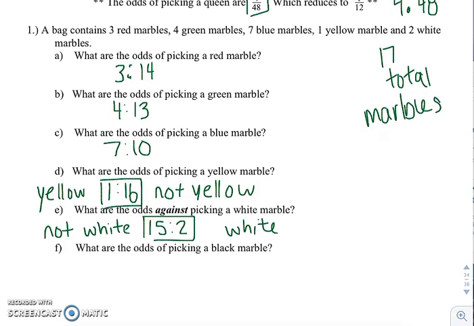So then F, what are the odds of picking a black? If there are no black marbles, then the odds are 0 to 17. And that is okay. It is allowed to be 0. So odds is what you want to what you don't want. So together, the 2 values add up to the total. In probability, it's always out of the total. So just be careful of paying attention to the wording.